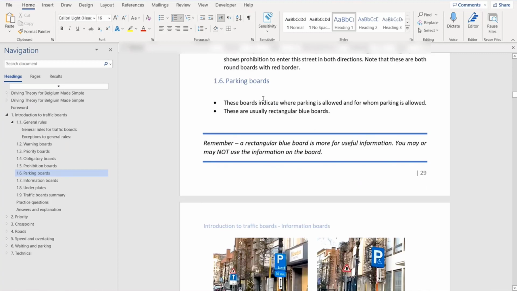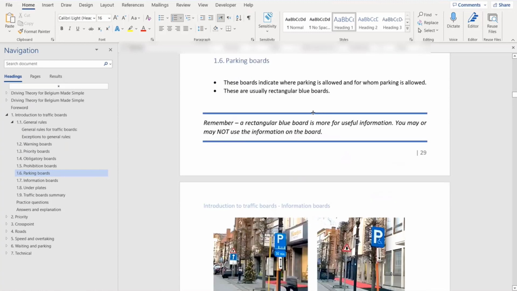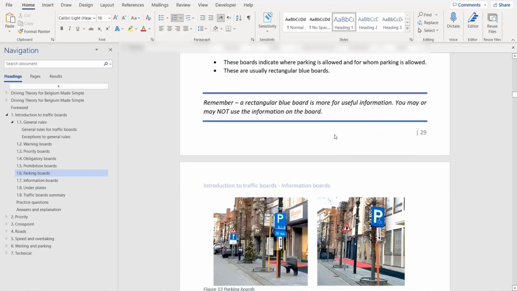Parking boards. Parking boards indicate where parking is allowed and for whom parking is allowed. These are usually rectangular blue boards. So a rectangular blue board is more of useful information, as we have seen. So if you ignore a parking board, yeah, so what? You don't get parking, but okay, it's not an offense.